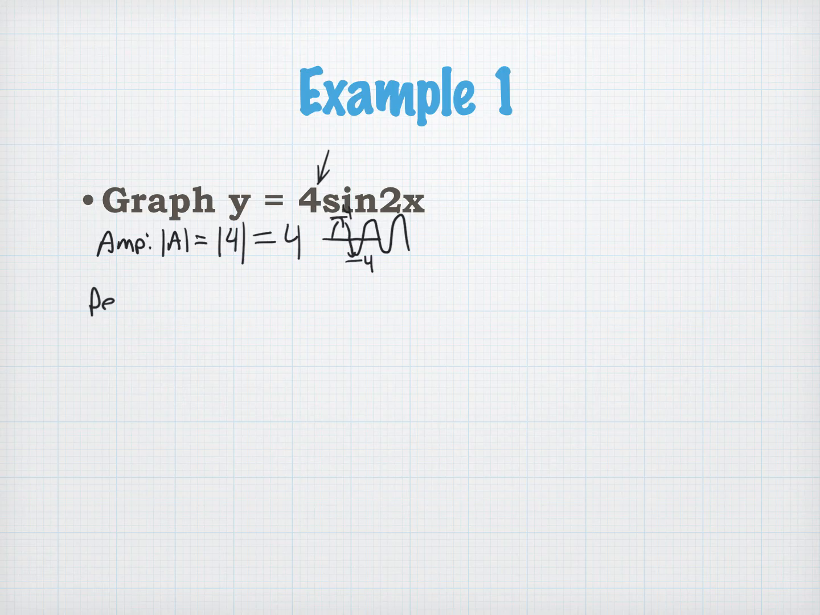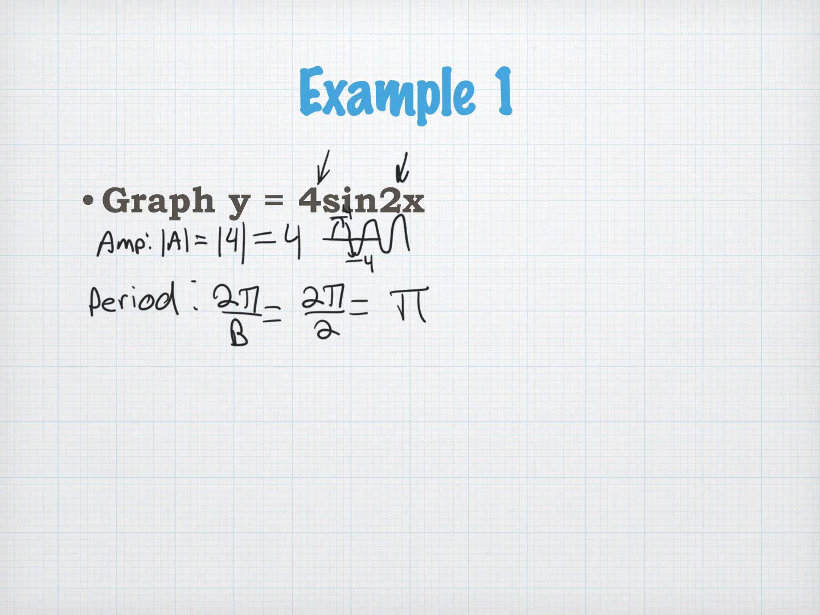Now let's find the period. The period is given by 2 pi over b. In this case, b is the number inside being multiplied by the x. So we're going to have 2 pi over 2, right? There's a 2 in front of the x, which simplifies to pi. That means one cycle of sine is complete after pi units.